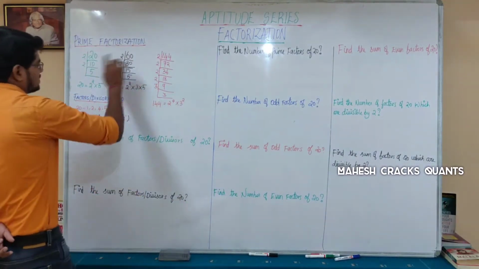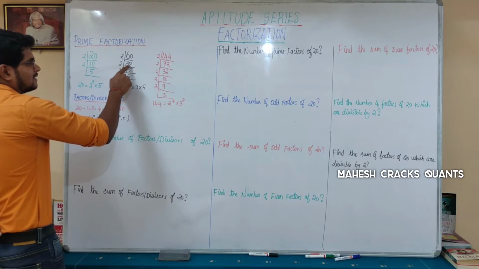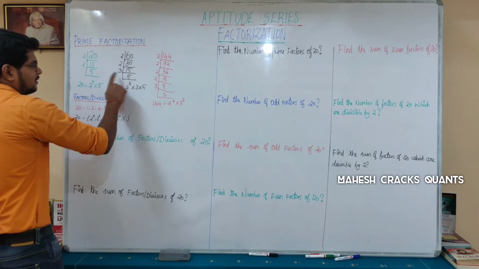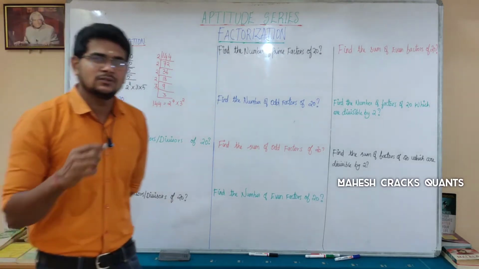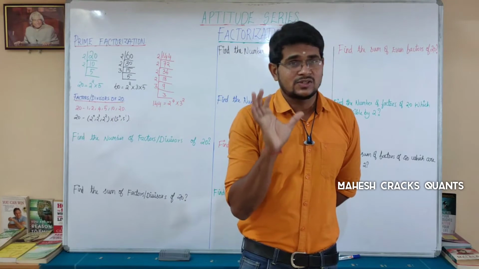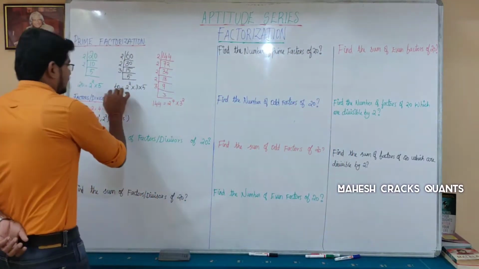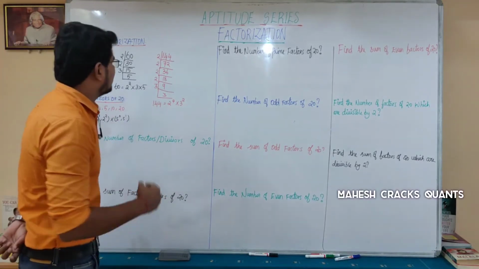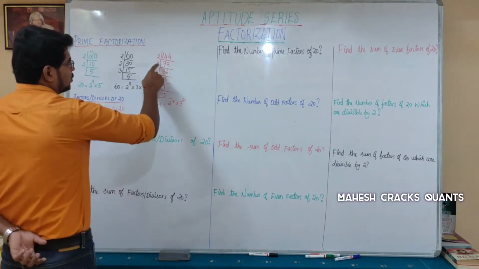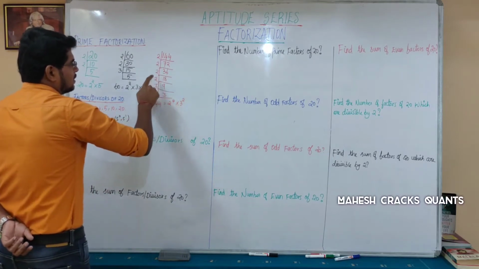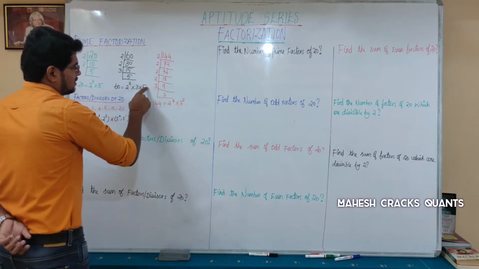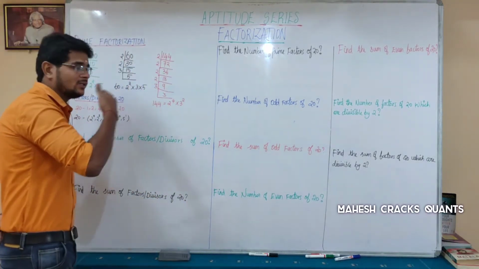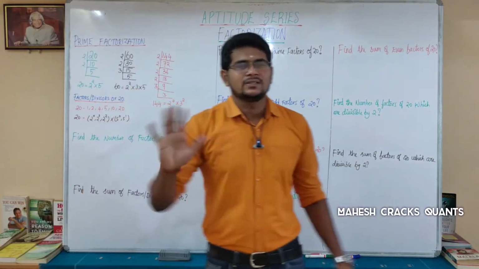When it comes to 60, you can take 2 first and then 30, 2 again, you have 15, 3 again, so 5. So 2 into 2 into 3 into 5 is the prime factorization of 60. Written as 2 square into 3 into 5. Next, 144. We'll take 2, 72 times. 2, 36 times. 2, 18 times. 2, 9 times. 3, 3 times. So totally, you can write this as 2 power 4 into 3 square. That's all, prime factorization.